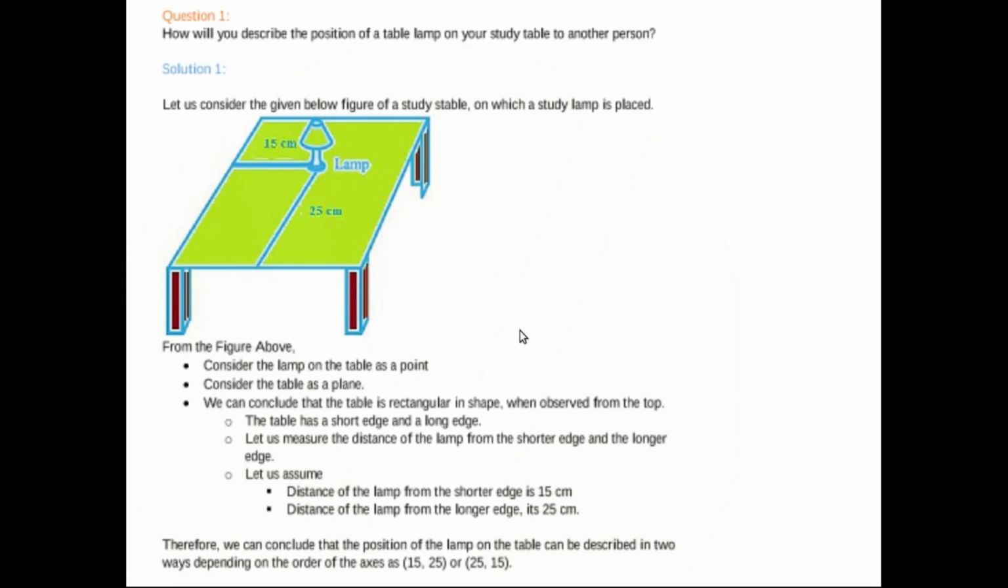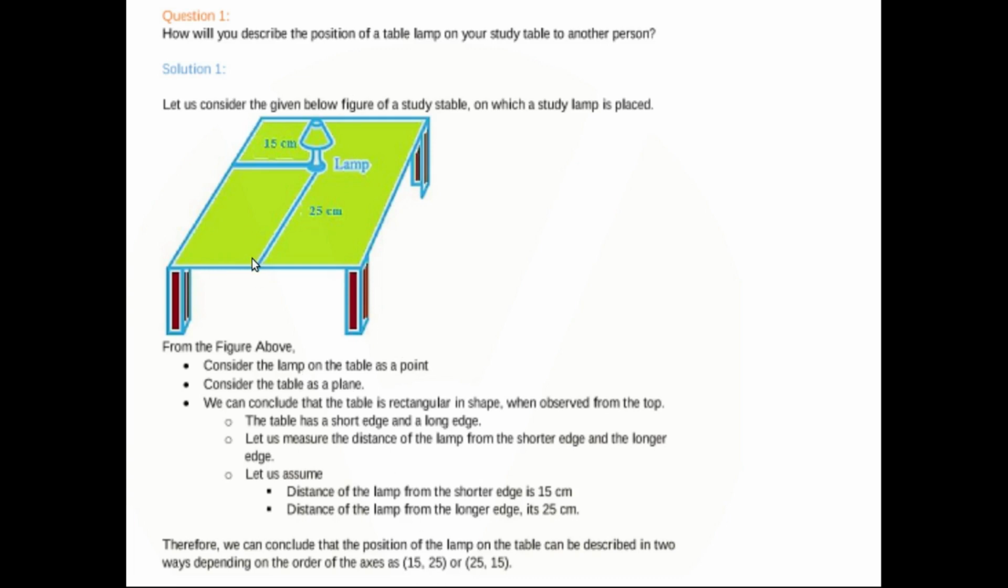So what is our first point? 15. Here it is given: the distance of the lamp from the shorter edge is 15. This is our shorter edge, so 15 centimeters. This is our y-axis. If I measure it, this will give 25 centimeters. So that is our y coordinate: 15 and then 25. So how do I describe the position of this lamp? If I take the shorter edge as the x-axis and the longer edge as the y-axis, it is 15 comma 25.